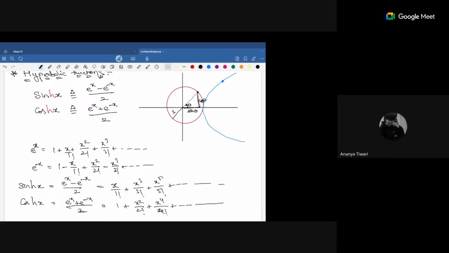Sir, it would be 2, right? Which one would be 2? That 1. 1 plus 1 will be 2, divided by 2. We have divided by 2, right? Oh, okay, sir.